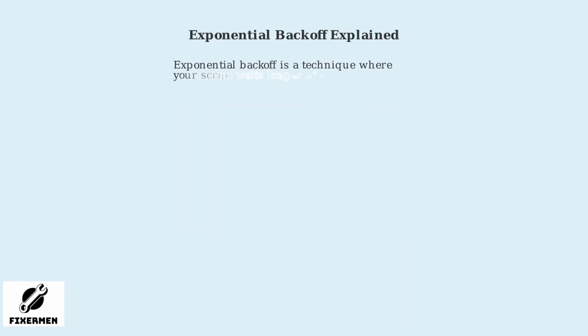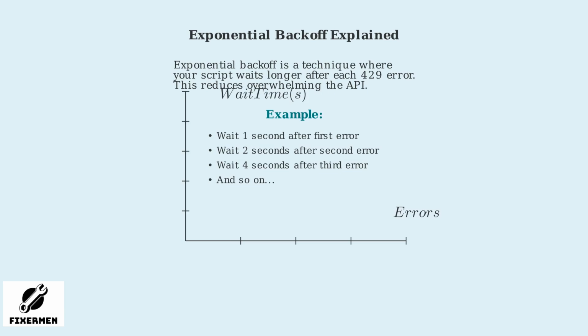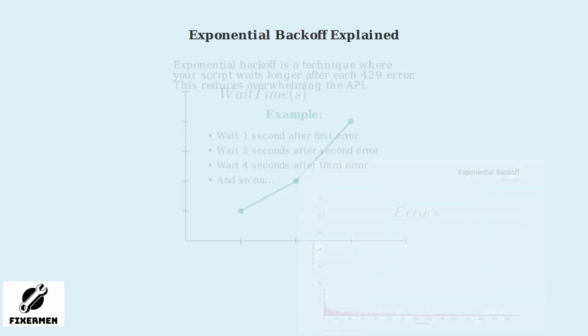Exponential backoff is a technique where your script waits longer after each 429 error. For example, wait 1 second after the first error, 2 seconds after the second, four after the third, and so on. This reduces the likelihood of overwhelming the API.